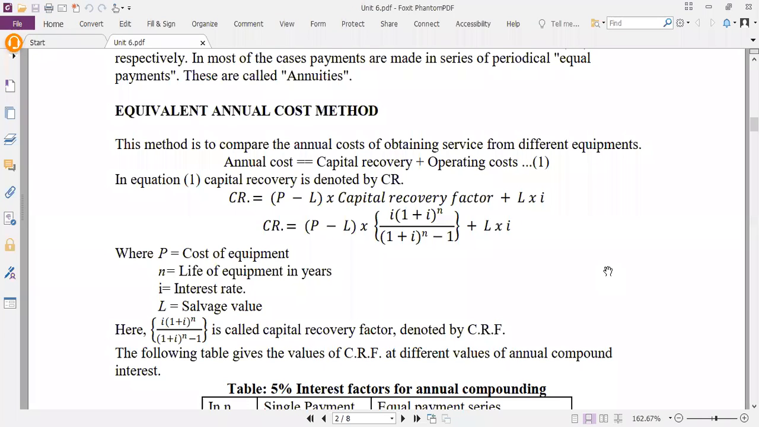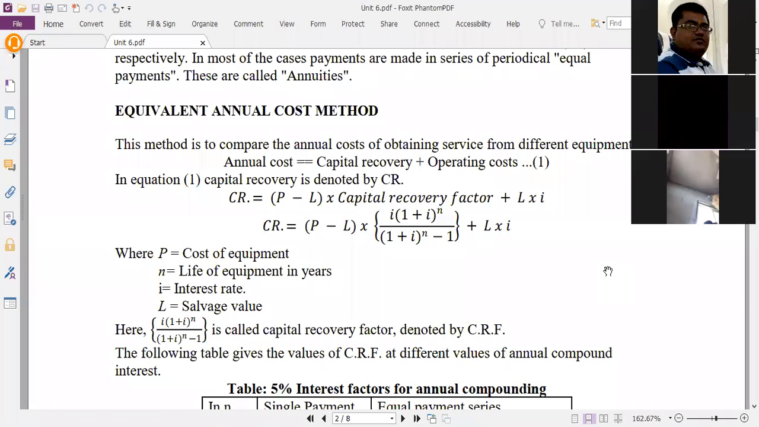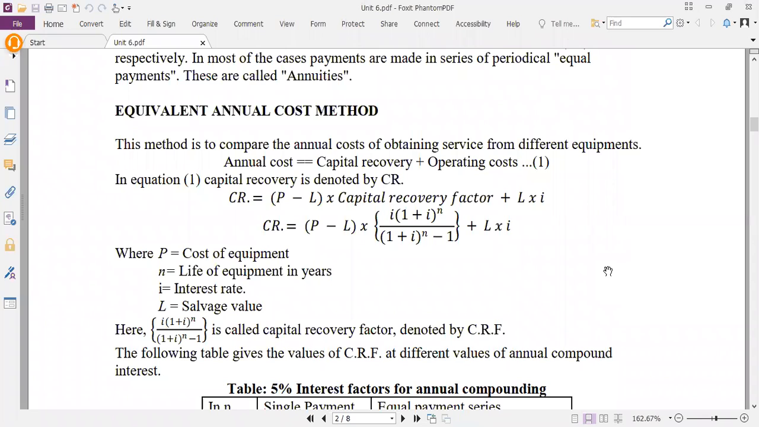This method is used to compare the annual cost of obtaining services from different equipments. So this particular method compares the annual cost of obtaining services from different equipments. For example, annual cost is nothing but capital recovery plus operating cost.